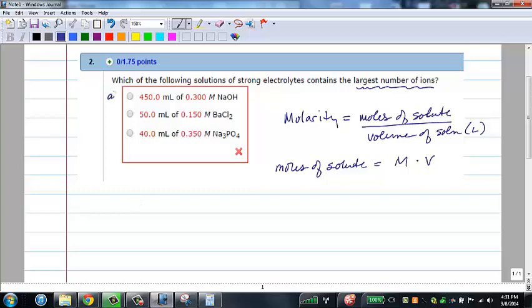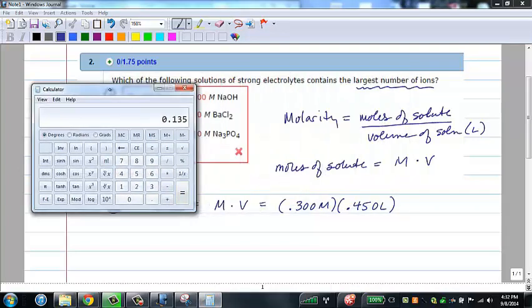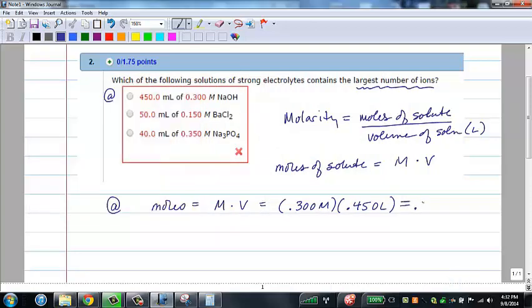Let's call that one A. And the volume is 450 milliliters. If we change that to liters, that will be 0.450 liters. So 0.3 times 0.45 is equal to 0.135. So that's 0.135 moles of the solute NaOH.